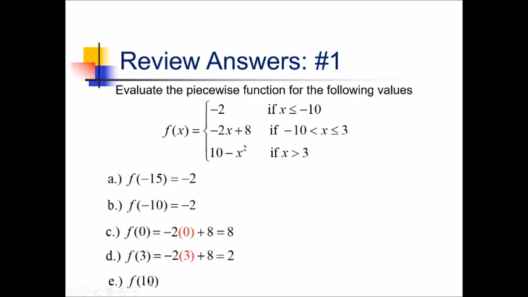Finally, we've got f of 10, and that definitely falls in this third rule where x values are bigger than 3. So we're going to be doing 10 minus 10 squared for this last one. That's 10 minus 100, which gives us negative 90.